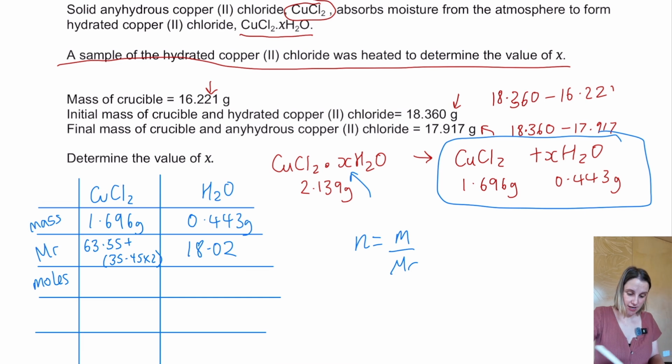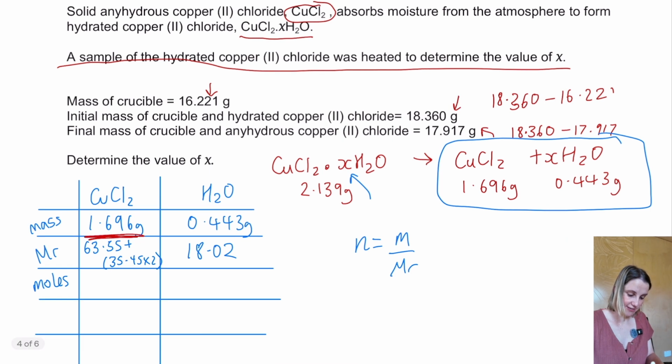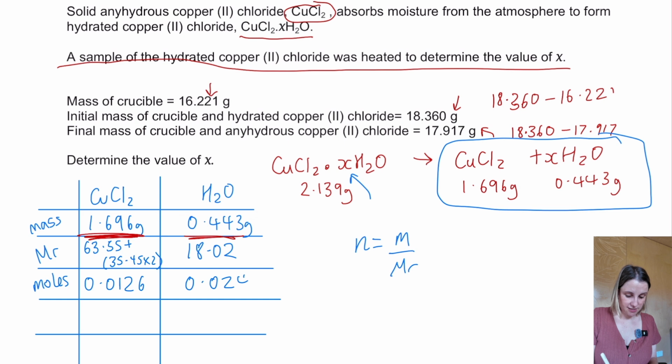So we're going to do, in this case, the 1.696 divided by the formula mass of copper chloride, and then the 0.443 divided by the formula mass of water to work out the moles in each case. The moles of the copper chloride comes out as 0.0126, and this one here comes out as 0.0246. You might be able to look at this and say, oh, I can clearly see that it's a 1:2 ratio.